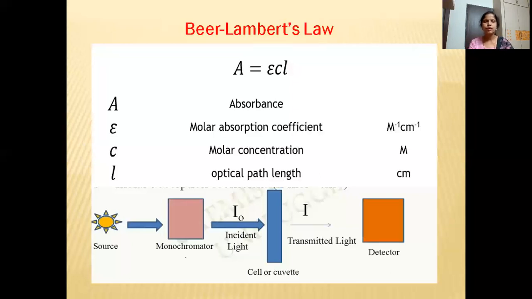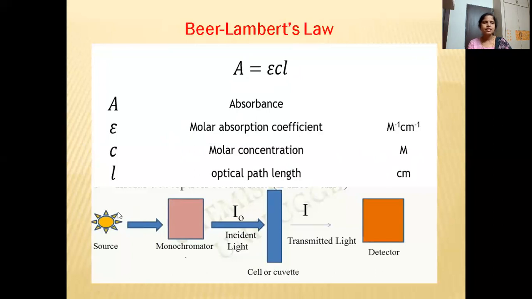By combining these two laws, Beer's law and Lambert's law, we have an expression that is A is equal to epsilon CL. A stands for absorbance of the light. Epsilon stands for molar absorption coefficient and its units are molar inverse, centimeter inverse. C stands for molar concentration, units are molar, and L stands for optical path length, that is taken in centimeters.